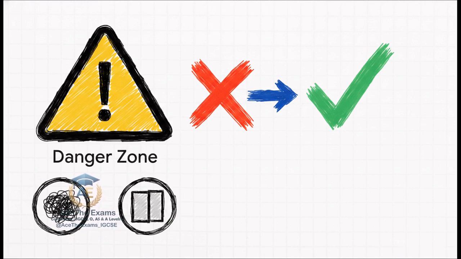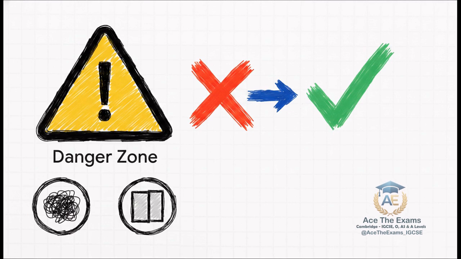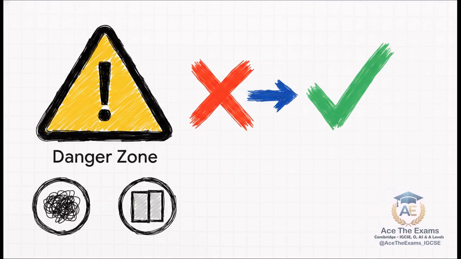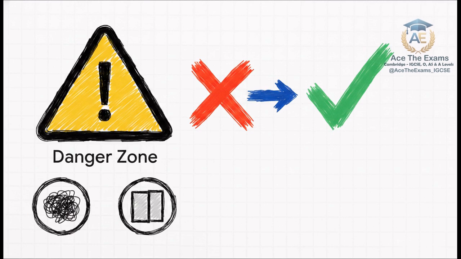Red mark. Warning number 3, and this is the biggest one, providing answers that are not specific to the context. You explain beautifully how to insert a row in theory, but you completely fail to explain why you are doing it for the specific company mentioned in the exam paper. Red mark. These are the silent killers of your final grade.